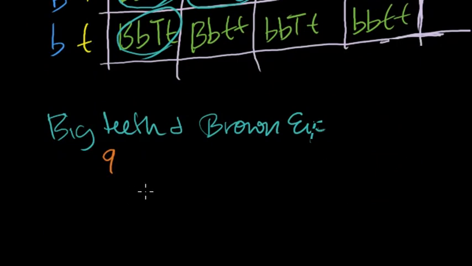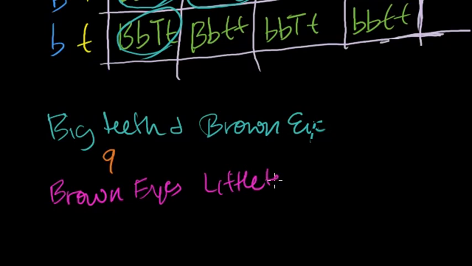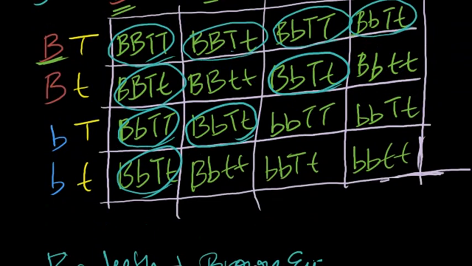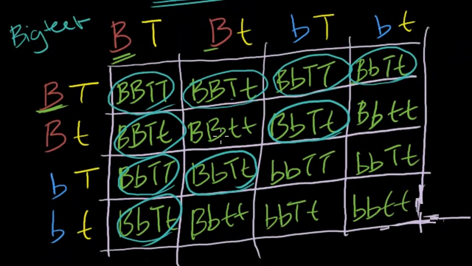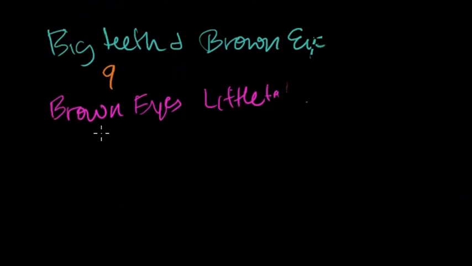Now, how many do we have of big teeth? So let me write a different color. Brown eyes and little teeth. Something in my pen tablet doesn't work quite right over there. So brown eyes and little teeth. So let's see, this is brown eyes and little teeth right there, and right there, and right there. So there's 3 combinations of brown eyes and little teeth.